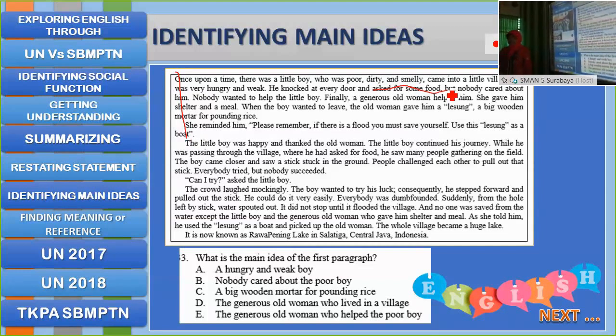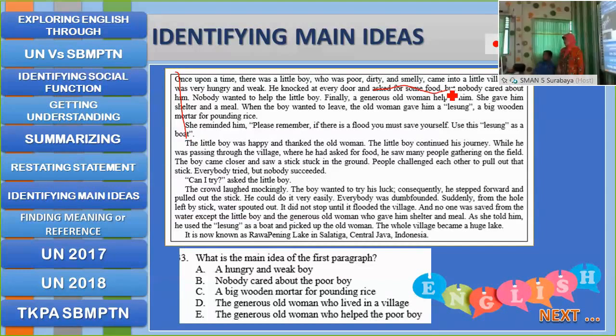What about B? If there is someone answer B, nobody cared about the poor boy.